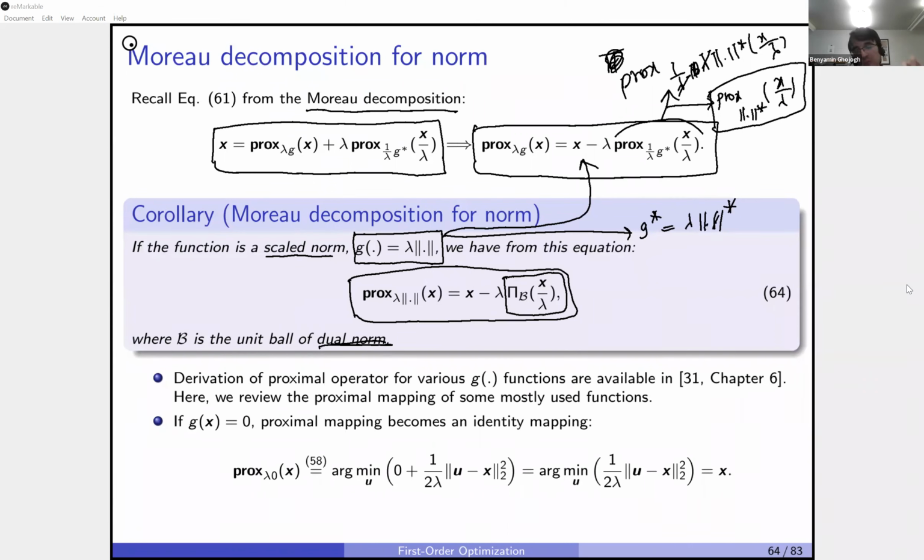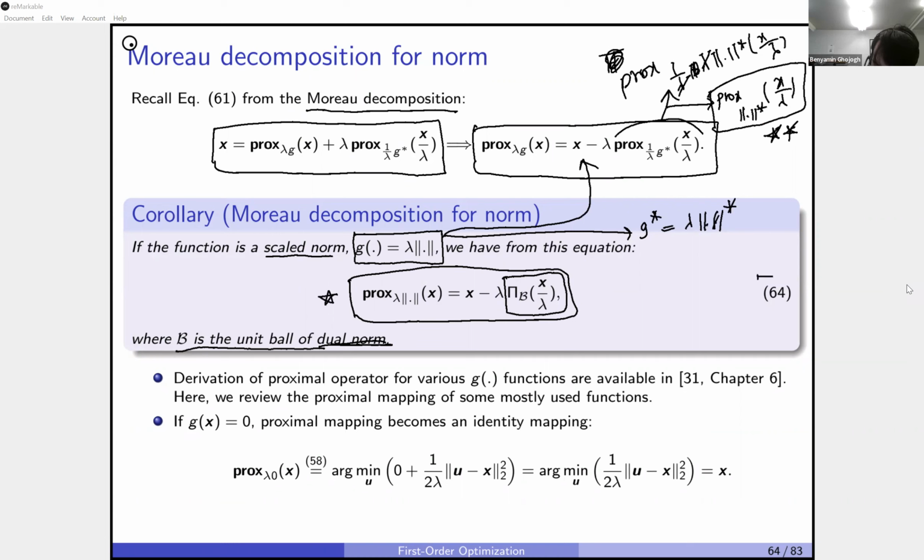Projection onto the dual norm means that you project onto its unit ball. Do you remember the unit ball that we talked about in the preliminaries? So when you project onto a norm, it means that you're projecting onto its unit ball. So B is the unit ball of the dual norm, because of the same reason that I just talked about here. I'm saying whether x over lambda here belongs to the set of the dual norm or not.